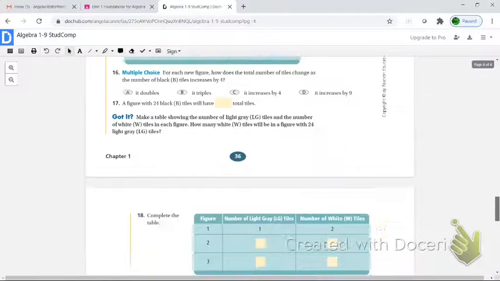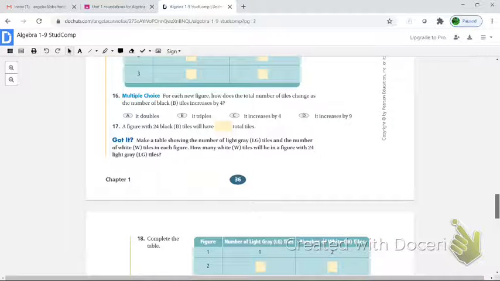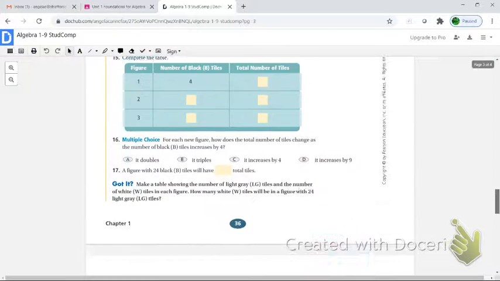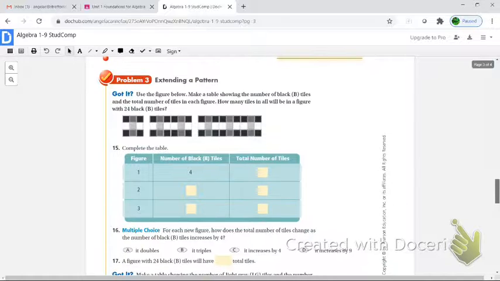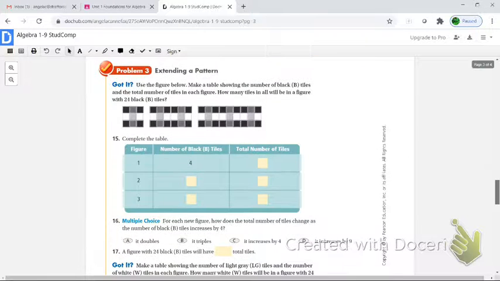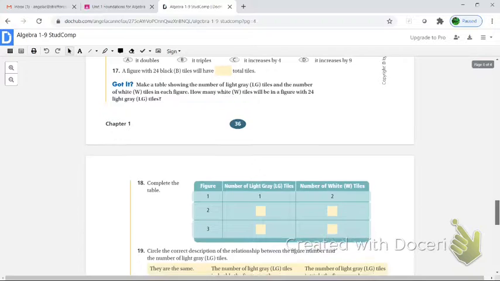Okay, so we're going to make a table showing the number of light gray tiles. There's 1 in the center, and the number of white tiles, there are 2. So light gray is in the center, and there are 2 white tiles in every square. So that's something we need to remember.